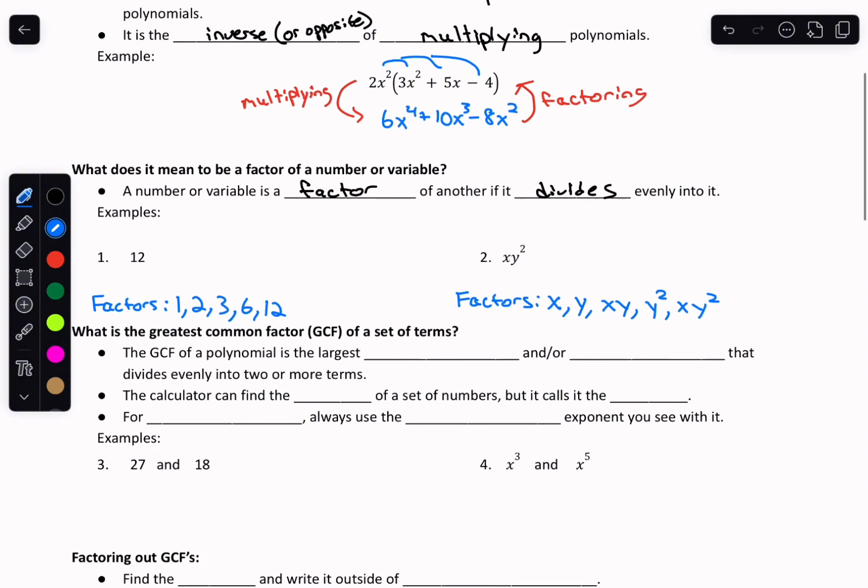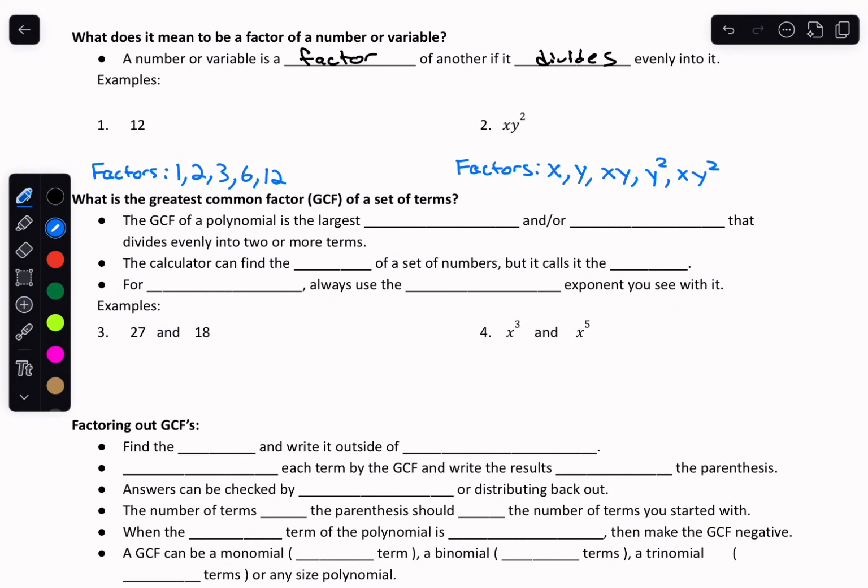So now, what is a GCF? Well, it's the greatest common factor of a set of terms. So up above, we just saw a whole list of factors, but in general, we don't want to write out everything that's a factor. We just want to jump straight to what is the biggest factor. And in general, we want the biggest factor that two or more things have in common. So the GCF of a polynomial is the largest number and or variable or variables, if we have plural, like x and y in the example above.